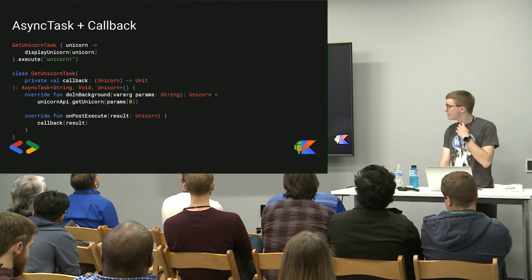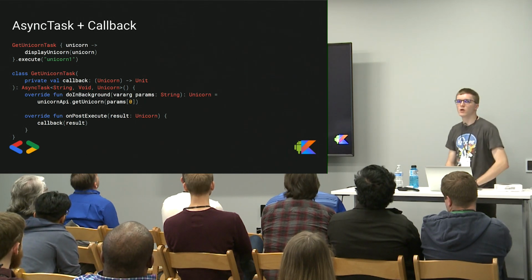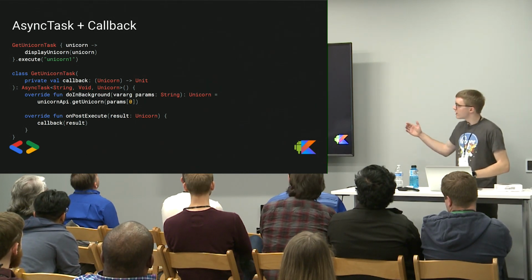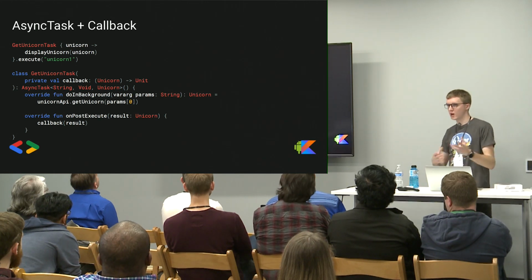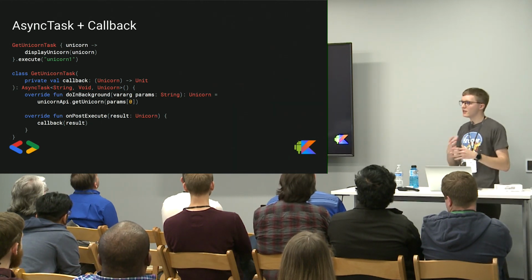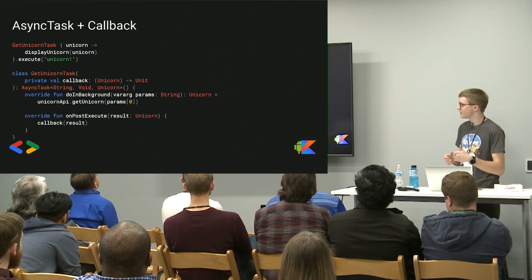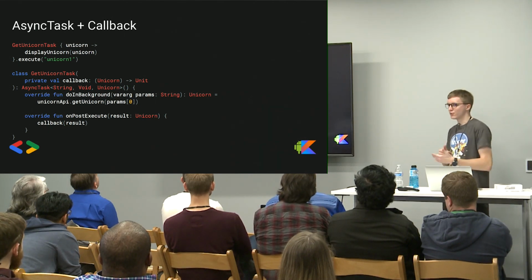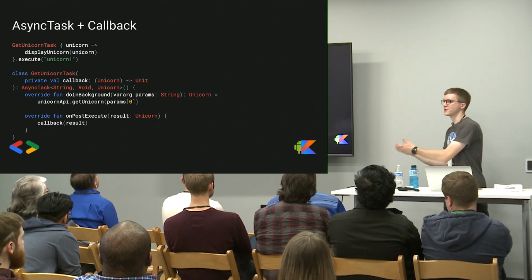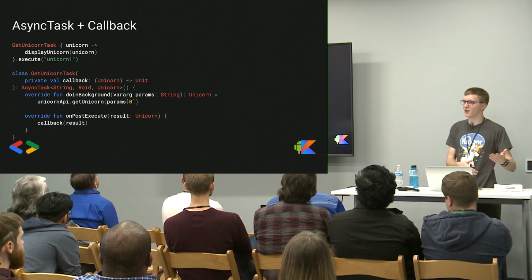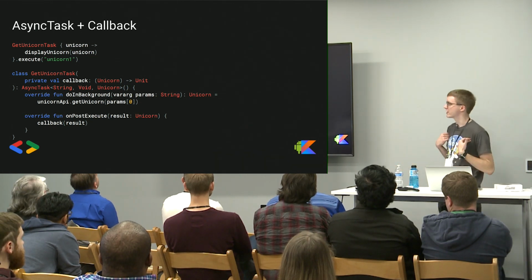But we can definitely make this better. You can see here, we can modify our async task to support a callback so that we can at least maintain some semblance of single responsibility. Because our get unicorn task really shouldn't be aware of our display logic. It should only care about getting the unicorn and returning it to us.